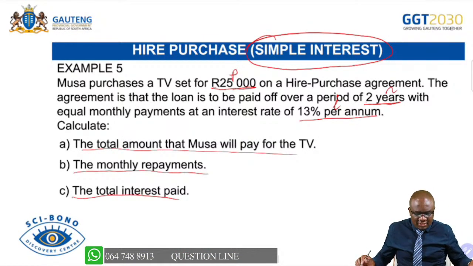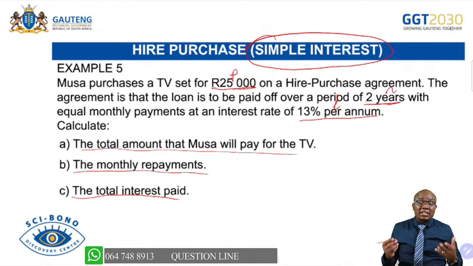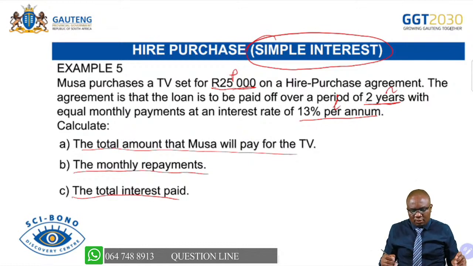Right, Musa purchases a TV set for 25,000 on a hire purchase agreement. We agreed that hire purchase is what? Is simple interest. The agreement is that the loan is to be paid off over a period of 2 years. N is 2. With equal monthly payments at an interest rate of 13% per annum. Our I is 13%, which is 0.13. Now, the total amount that Musa will pay for the TV. I think the questions are not about this one, A, but about what? The monthly repayments. We got a lot of questions about the monthly repayments.